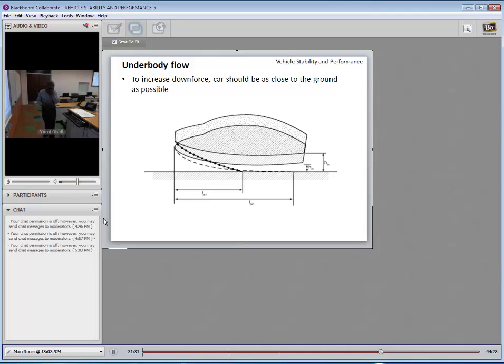Underbody flow. What's the contribution of the underbody flow to vehicle performance? Well, to increase the downforce, which is the desirable thing, the car should be as close to the ground as possible. We can't make this the case for trucks, but for cars, it should be as close to the ground as possible. So the cars that are low to the ground are more stable because they have greater downforce.